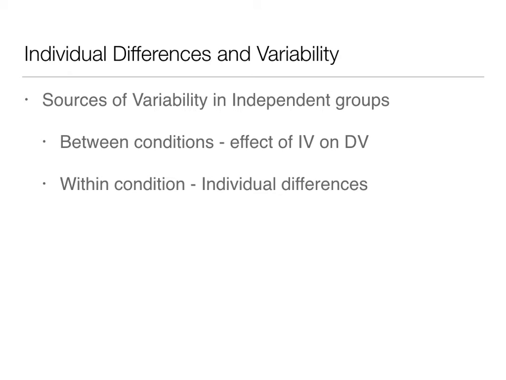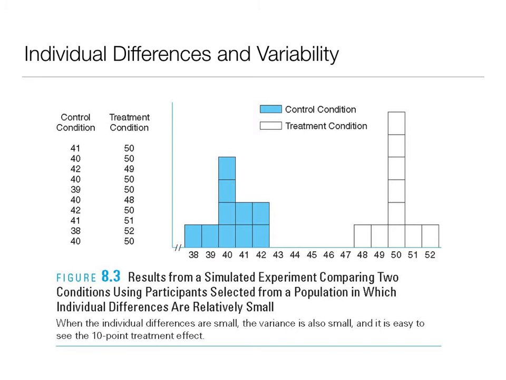And then we have the problem of, okay, well, is the change that we see on the dependent variable because of our manipulation of the independent variable, or could it be because these groups of people were different to begin with? So here's a little graph that's looking at results from a simulated experiment comparing 2 groups of participants. And these were selected from a population that was pretty homogeneous, okay? So there weren't many differences between people, and so we have a very, very small individual difference. When we do this, you can see that our control condition, the blue blocks, and our treatment condition, the white blocks, whatever change that we caused was a lot easier to see.